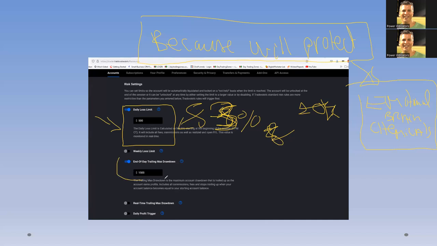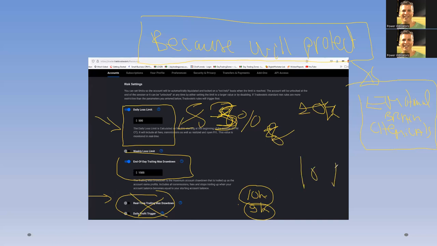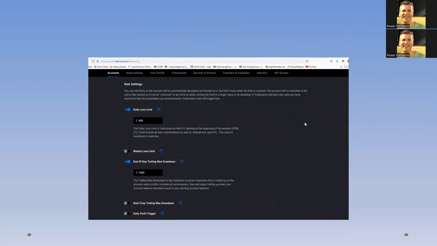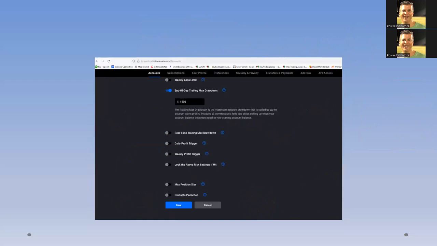Same here, there's another thing that is even better is the max drawdown. So let's say you start at 10K and the max drawdown is 10% of your account, at 9K you're done for the week. And you know what you do here? There's another button where you are going to set it up so that it blocks you for the entire week. So at 10% of your account, you're done for the week. Go rebalance your chemistry. So what it does here, it forces you.